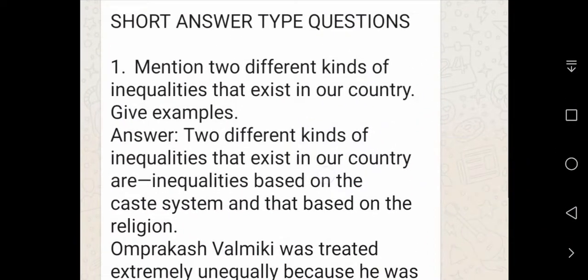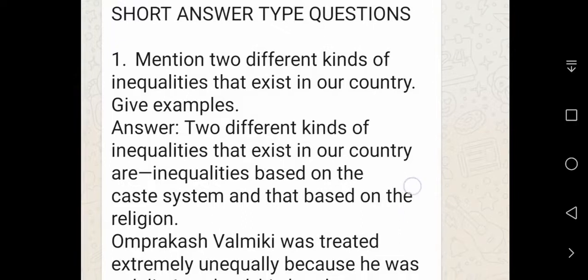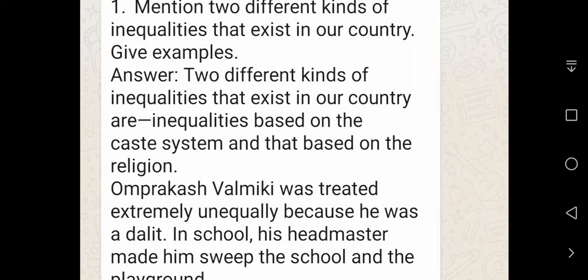Now the short answer type questions. The first question is: mention two different kinds of inequalities that exist in our country. There are many different kinds of inequalities, like inequalities based on the caste system and those based on religion.